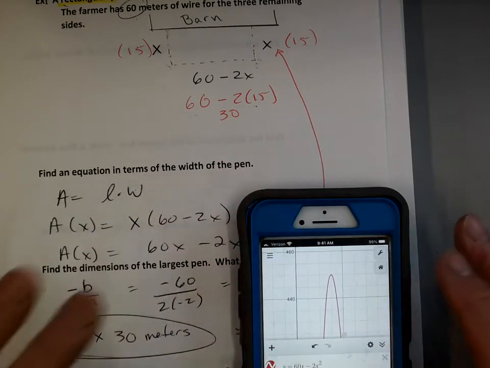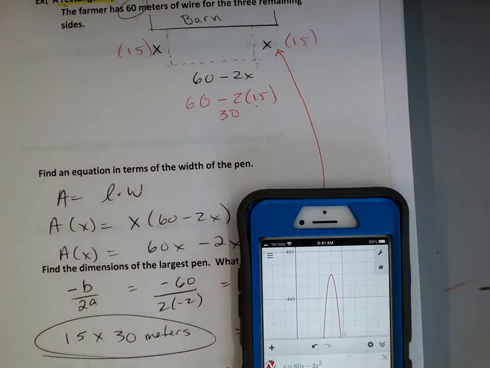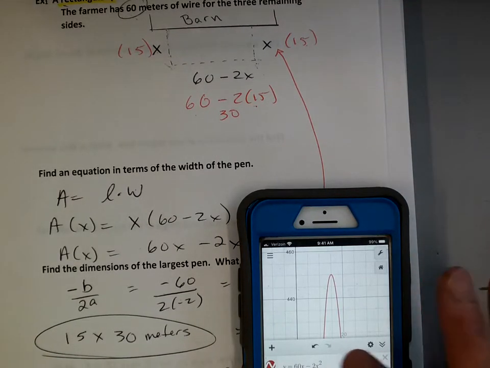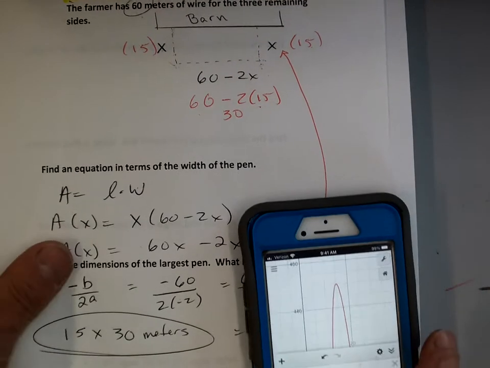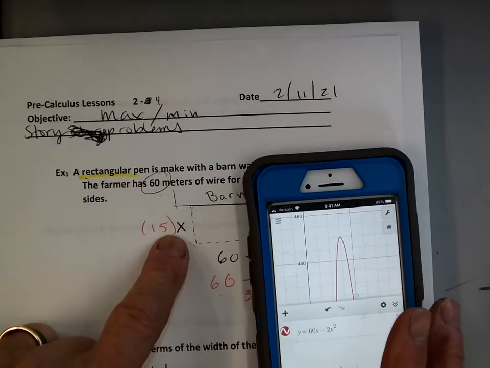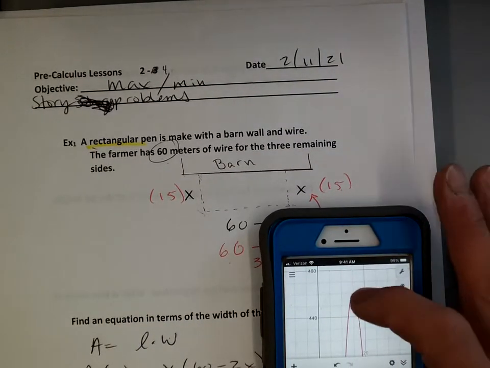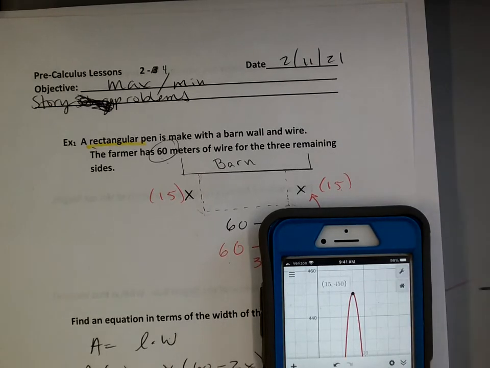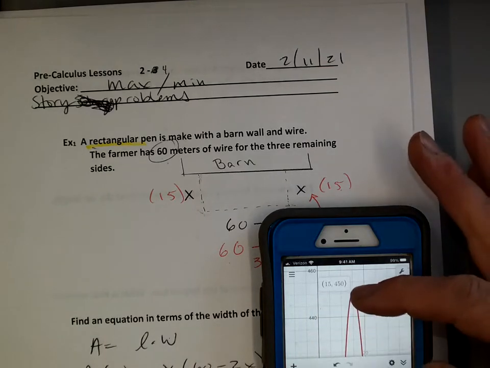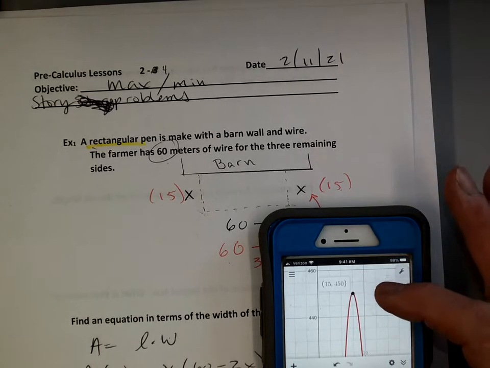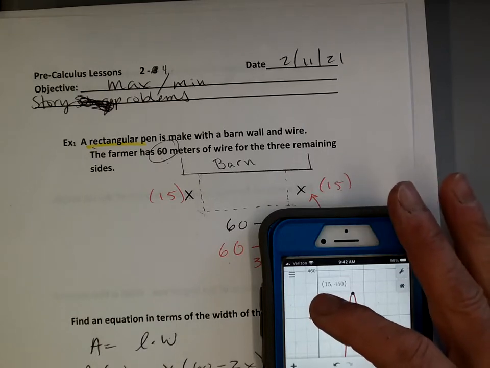Okay, and there it is, right? This graph is kind of cool because x is the width, and y is the area. So if I tap here, I get a point. Since I'm at the top, I've got the maximum area. Does that make sense? My maximum area is 450, and that's with a width of 15.